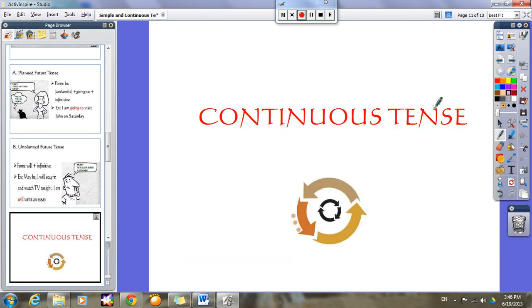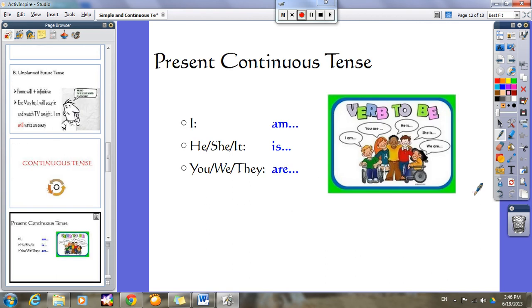For the next slide, I will talk about continuous tense. As I said, there are three continuous tenses: present continuous tense, past continuous tense, and future continuous tense. Let's come to present continuous tense. We use the present continuous tense with normal verbs to express the idea that something is happening at this very moment. It can also be used to show something is not happening now.